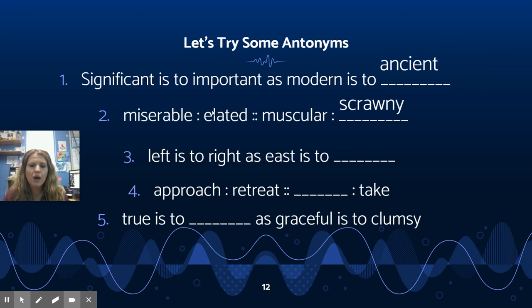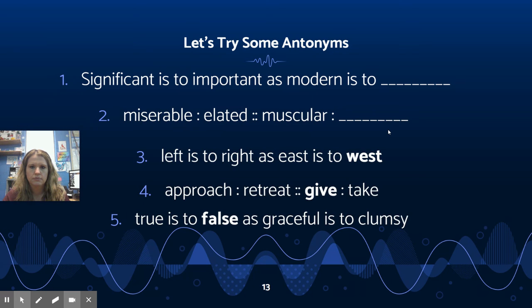So you guys are going to go ahead and do 3, 4, and 5. Read the given analogy and apply that same relationship to the second pair of words. How'd you do? You should have had east is to west, give is to take, and true is to false.